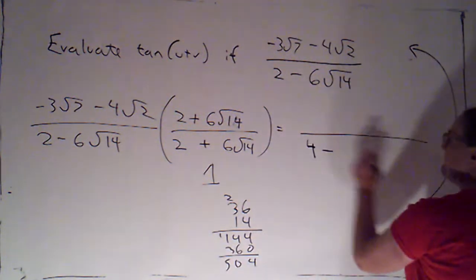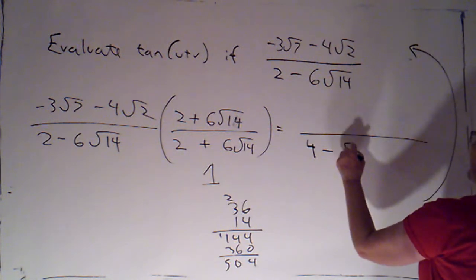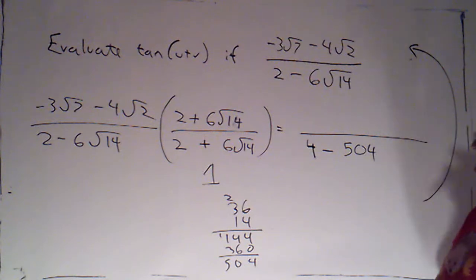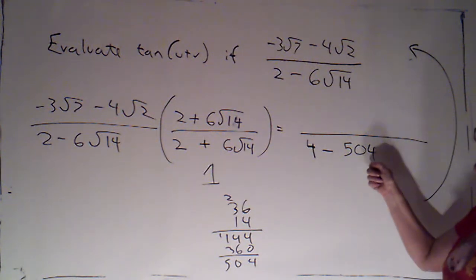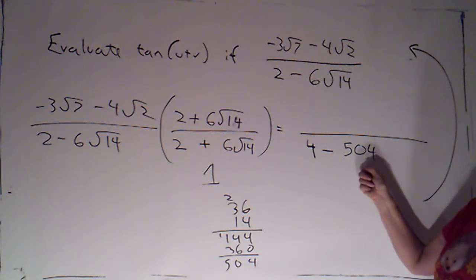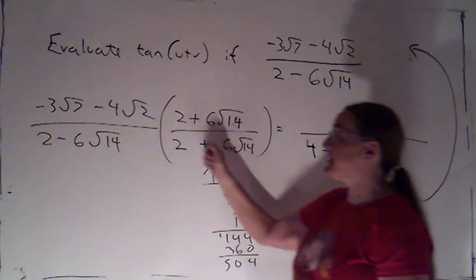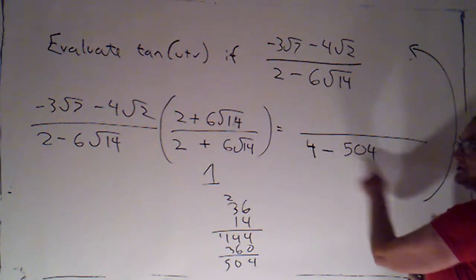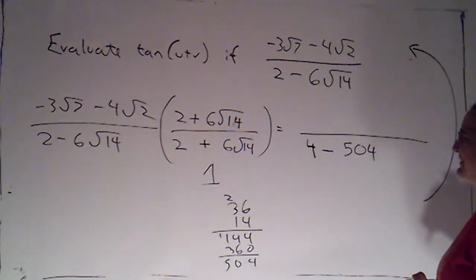That is 504. So I'm getting 4 minus 504. Obviously, I can simplify that to negative 500, but notice there are now no roots in the denominator. Okay. So that's why using the conjugate works, because it gives you a difference of 2 squares, but those 2 squares then aren't going to contain any square roots.